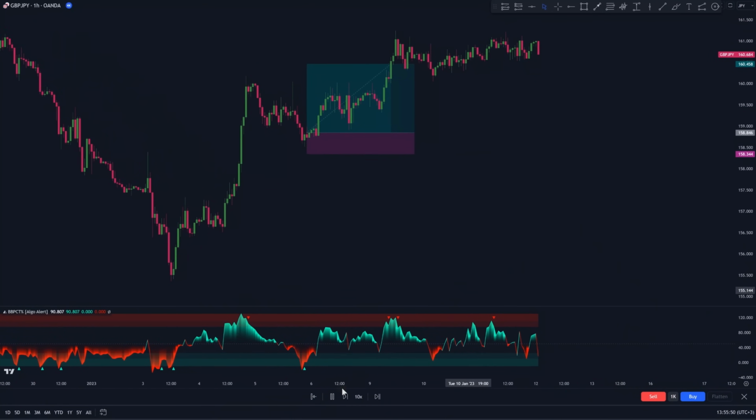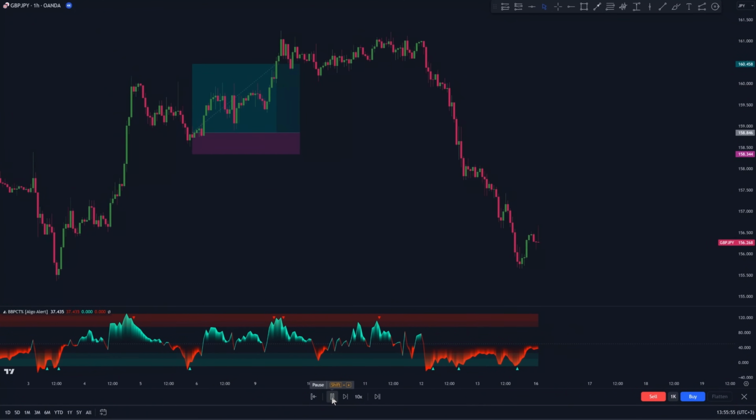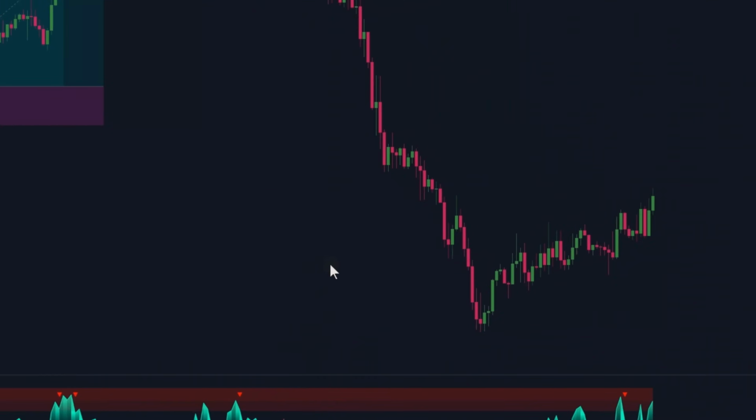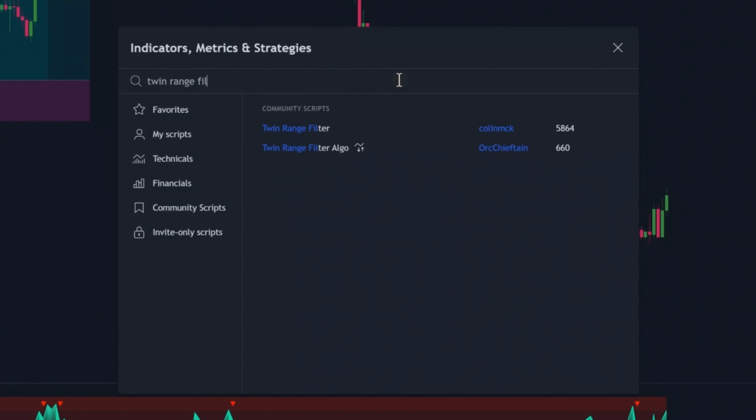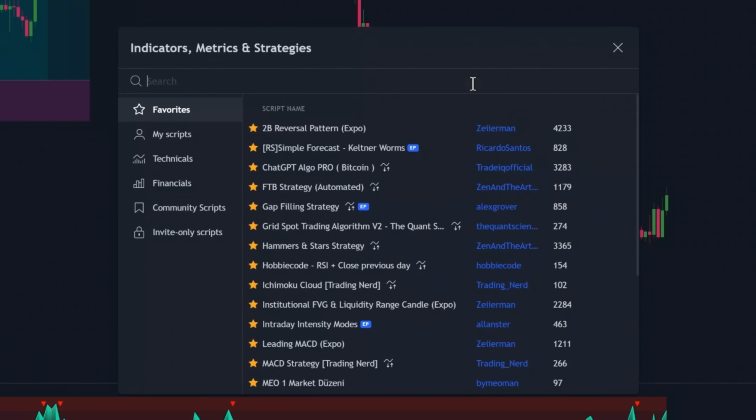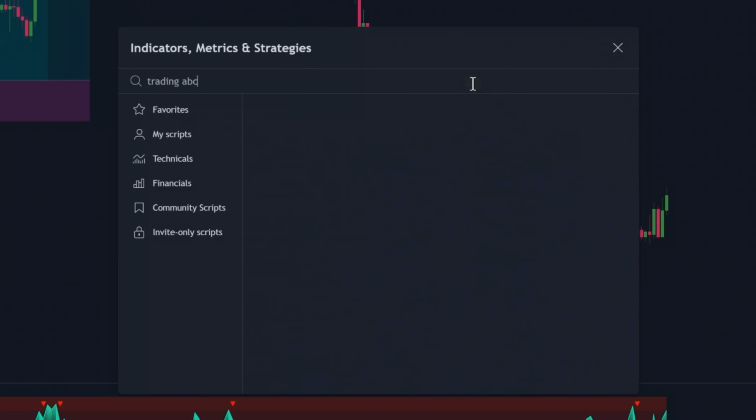To avoid such false signals, let's add two more indicators to the chart. On the Indicator Search tab, type in Twin Range Filter. Select this one by :MCK. Next, type in Trading ABC. This one by Lonesome the Blue.